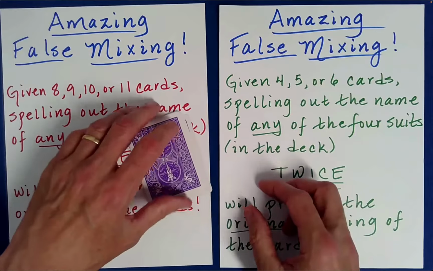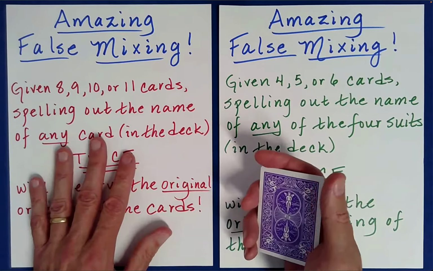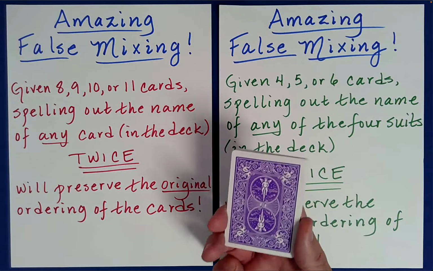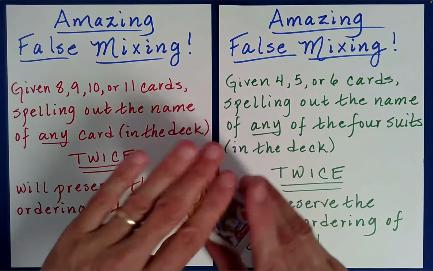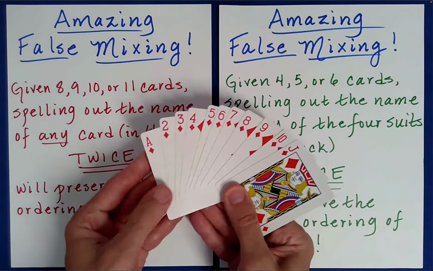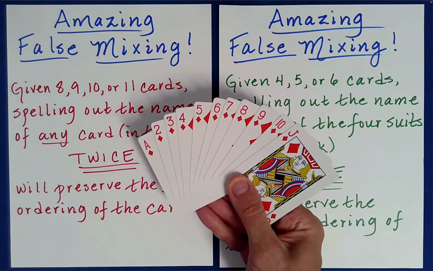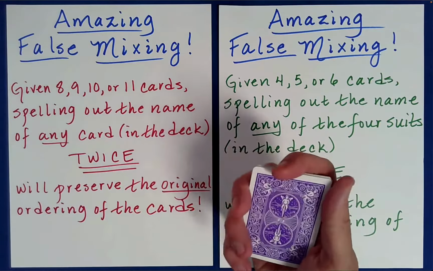T-E-N-O-F-D-I-A-M-O-N-D-S. Okay? Now, before showing the spectator, you wouldn't have to stop here. Now, we know where we are. We're back to the very beginning. We've returned the packet to its original state. But you don't need to show that at this point.